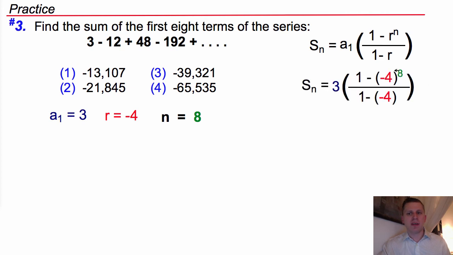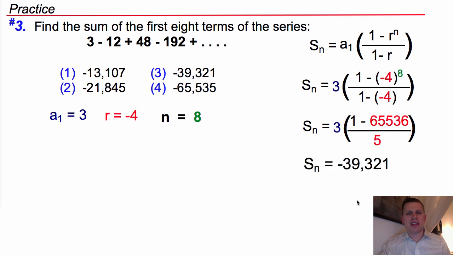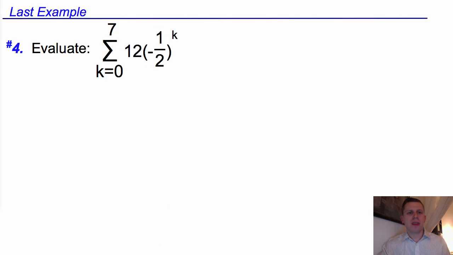Simplify the numerator and simplify the denominator. After I've done that, take care of this division here, and then after we take care of the division, multiply by 3. I can see that the sum of the first 8 terms of this series is choice 3, -39,321. Let's try one last example. In this last example, number 4, I want you to evaluate this series here.